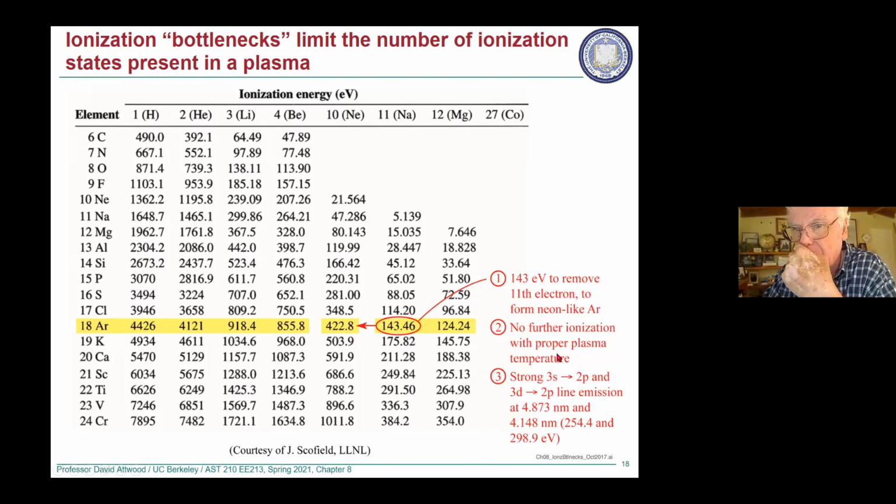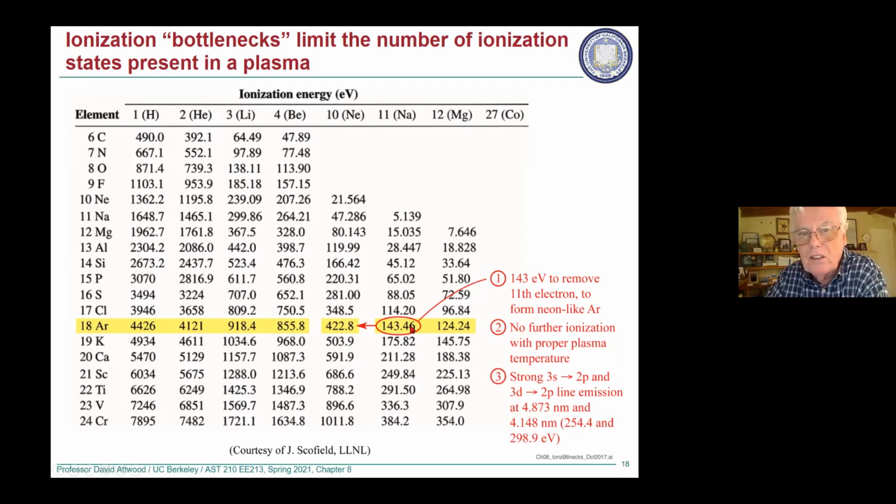Yeah, and this is just some examples. 143 eV to remove the 11th electron and form neon-like. This guy's gone here. No further ionization with proper plasma temperature. Don't let it get too high. And then you've got neon-like, and you have a lot of them. And this says that there is strong 3s to 2p and 3d to 2p line emission. And these are the wavelengths and photon energies that you would expect to see from an argon ion.